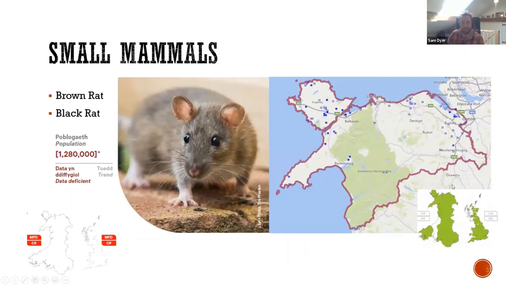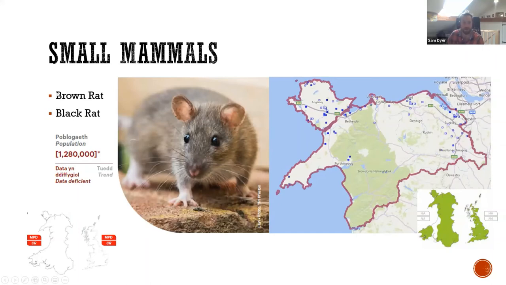And last, at least, the good old brown rat, a very common, widespread species. It's not even been assessed within the red list, but there are relatively few records for probably what is a common species. But we do encourage records of all species to be put in.